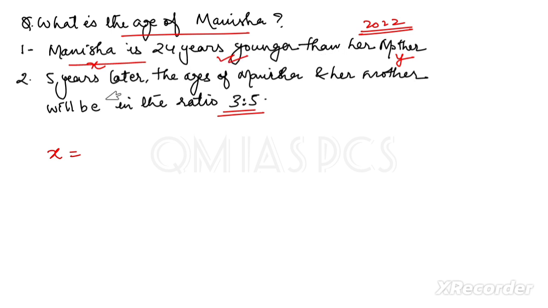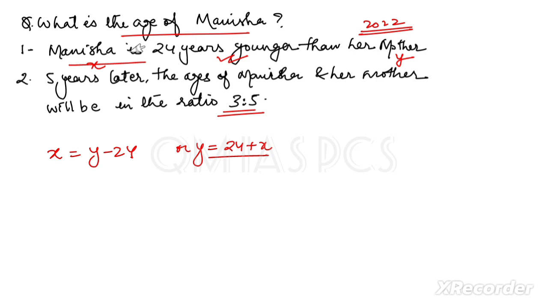Okay, so what will we write? Y minus 24, not 24 minus Y. Always remember, we have to write the age of the mother first, then minus 24. Or you can write mother's age is equal to 24 plus Manisha's age. Okay, so it is clear that from the first statement we are not getting the answer to the question.